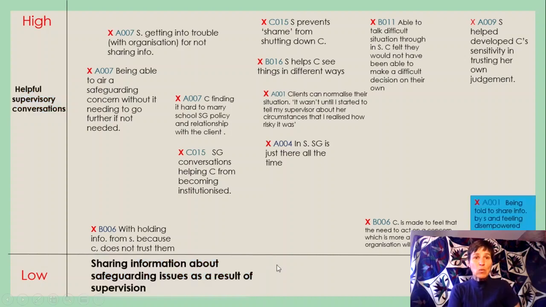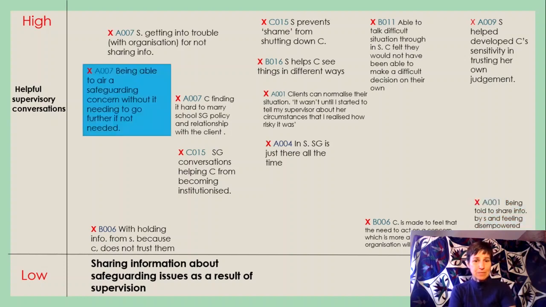And if we look at what scored highly on the sharing information but low on the helpful supervisory conversations, we can see that it's being told to share information by the supervisor and feeling disempowered because the counsellor knew this anyway. So these are experienced counsellors who would have knowledge of safeguarding and did not need to be told what to do. And the conversations needed were more subtle and in depth, and it was the skill of the supervisor to facilitate this.